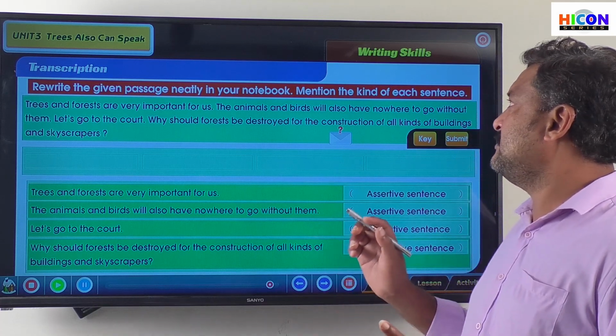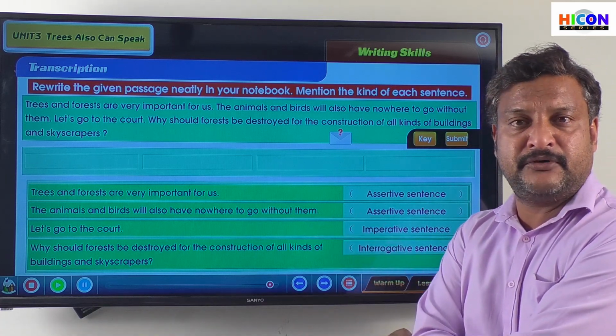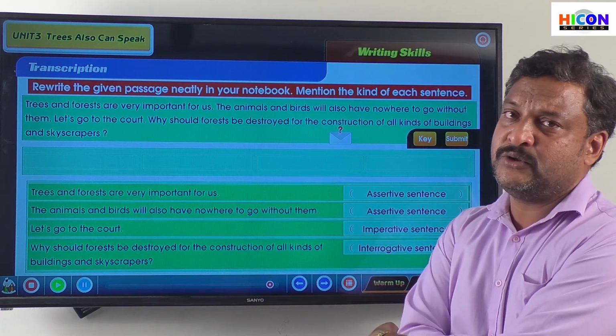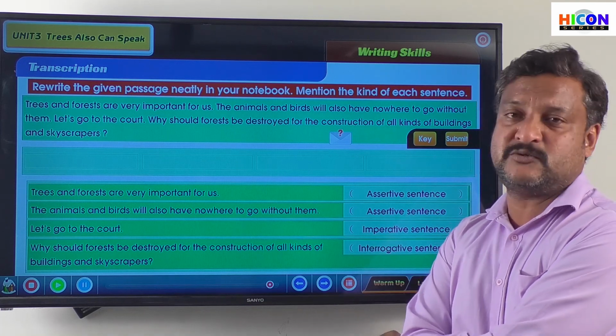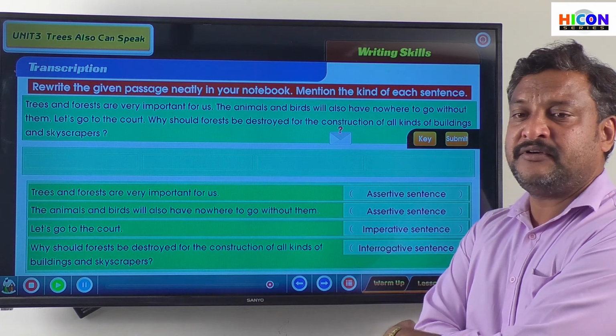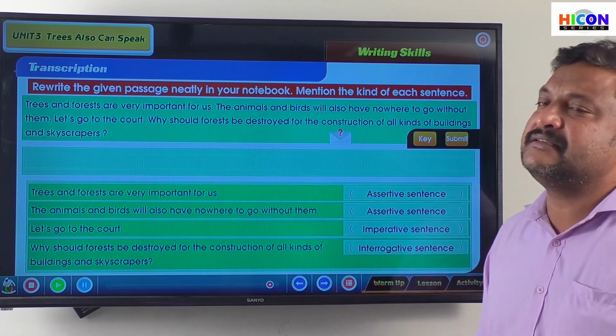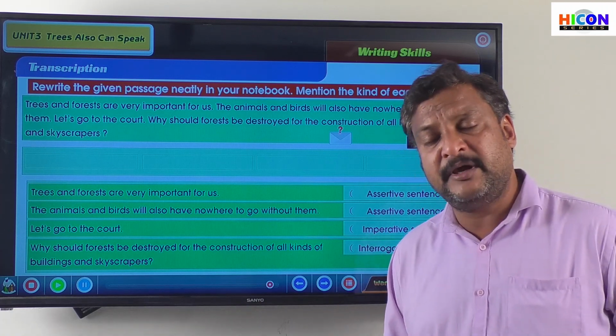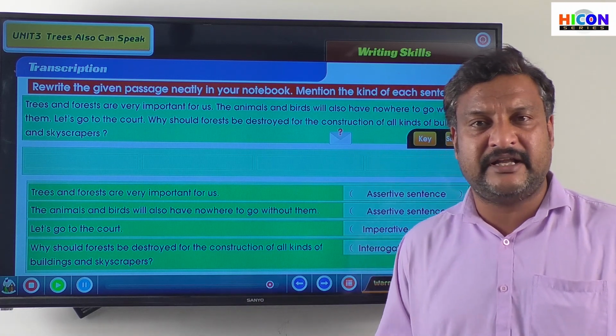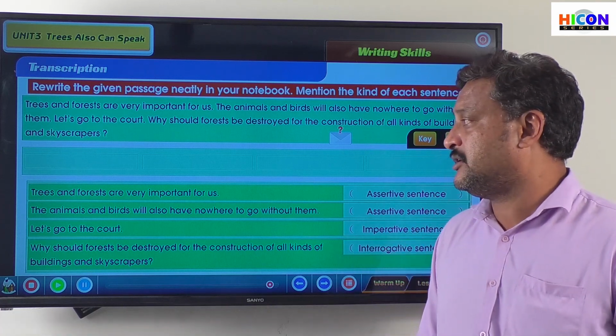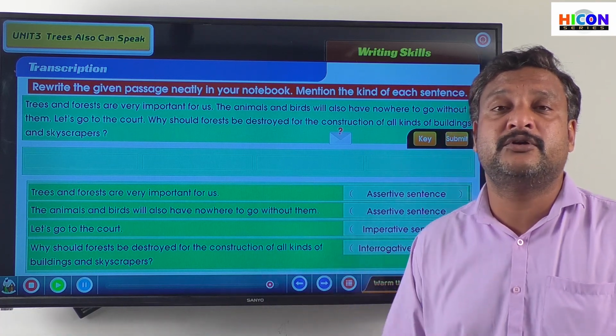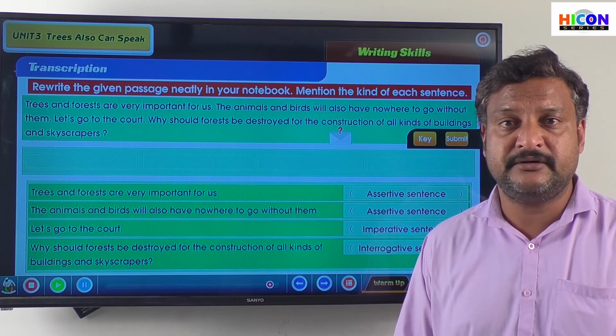So now I'll keep this screen the same for another minute so that you can also have a look at these sentences once again, right? So after that, when we read any sentence in English, say in a newspaper or a comic book or a textbook, you can check which kind of sentences are used there, okay?